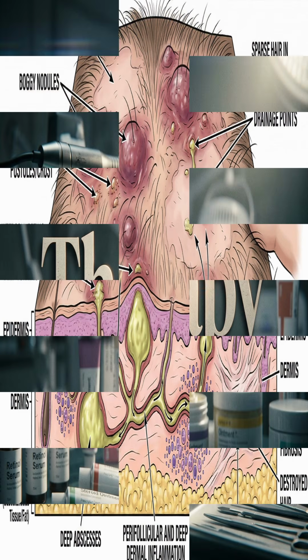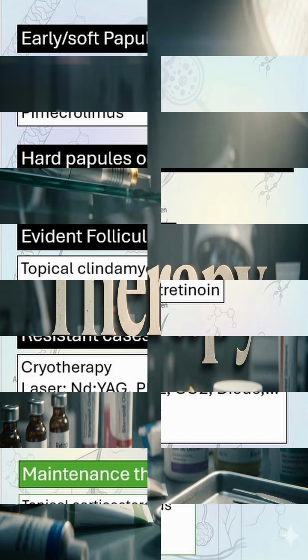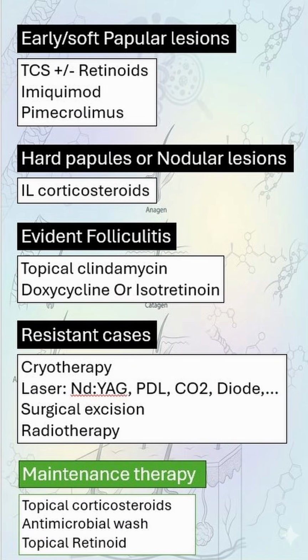and abscess formation. Treatment of Acne Keloidalis Nuchae is difficult and often disappointing. In early and soft papular lesions, we may use topical corticosteroids with or without topical retinoids, imiquimod cream, or pimecrolimus. In lesions that are hard or patients with nodular lesions, we may add intralesional corticosteroids. If we have evident folliculitis, we may give topical antibiotics like clindamycin, or we can use systemic antibiotics like doxycycline.